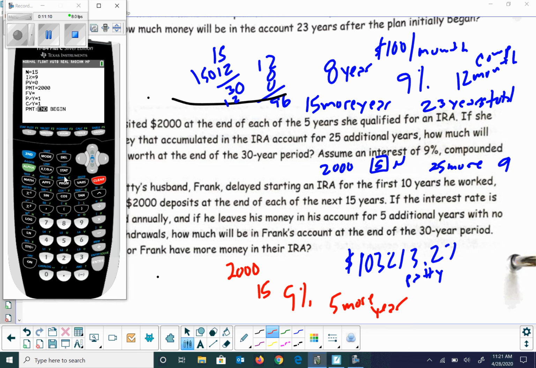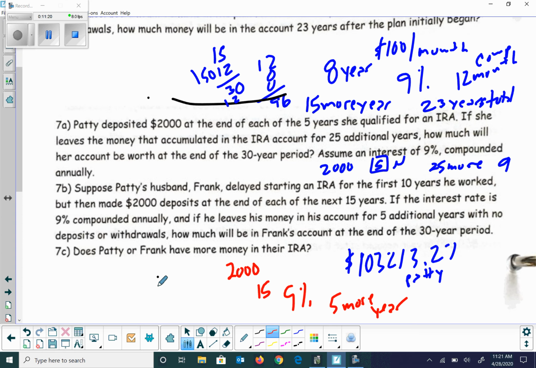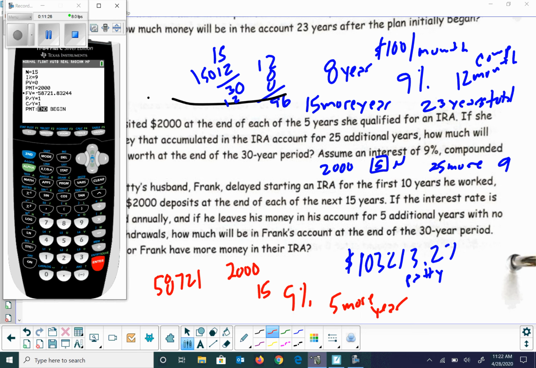So we're going to go second solve, and that shows that he has $58,721 in his account. 58,721. And let's put back that decimal because pennies count: $58,721.83.